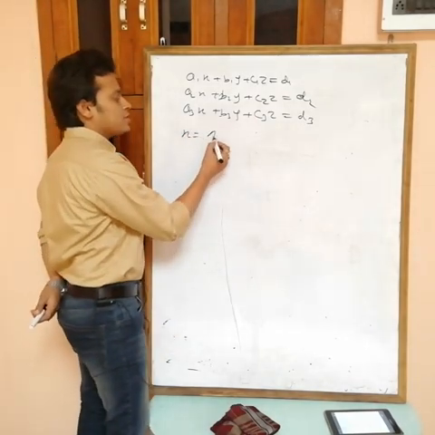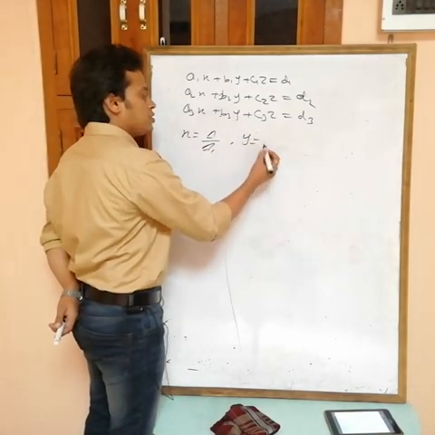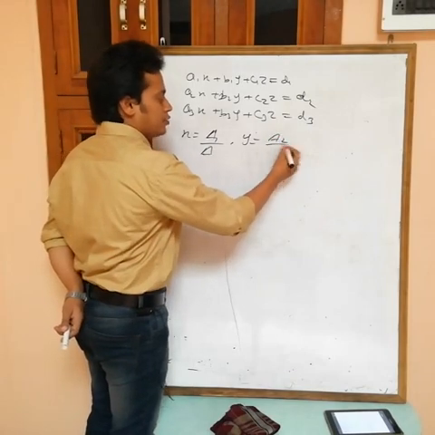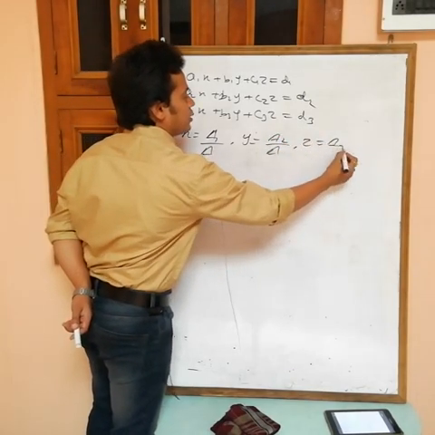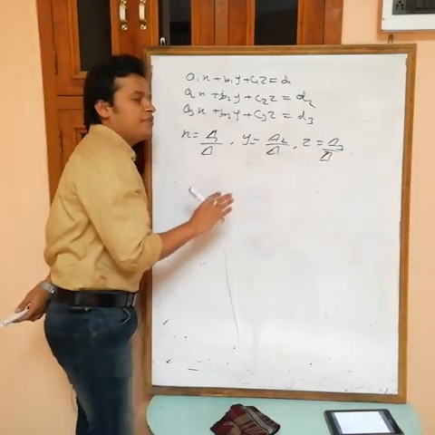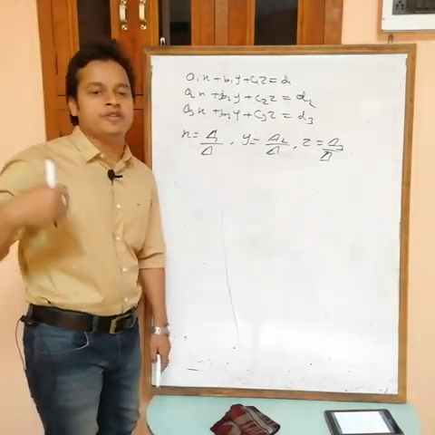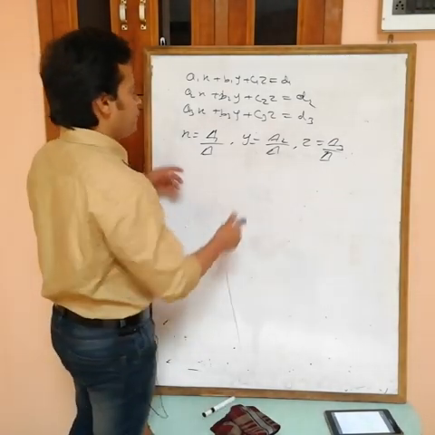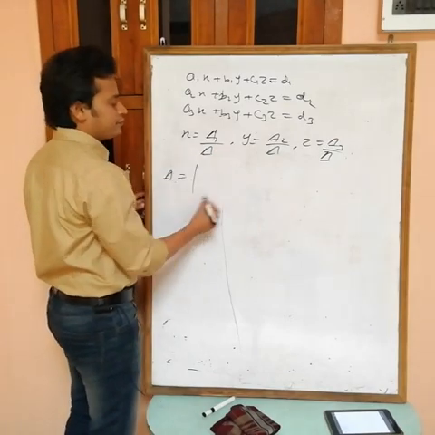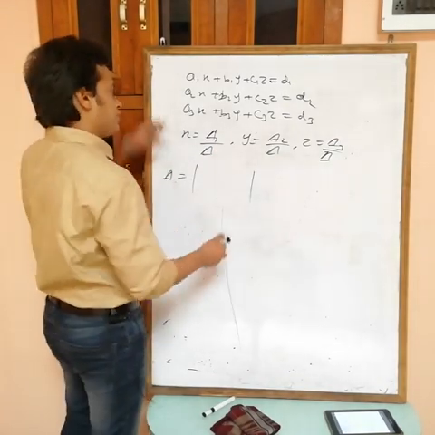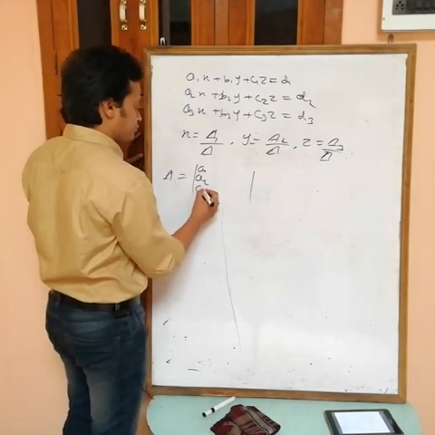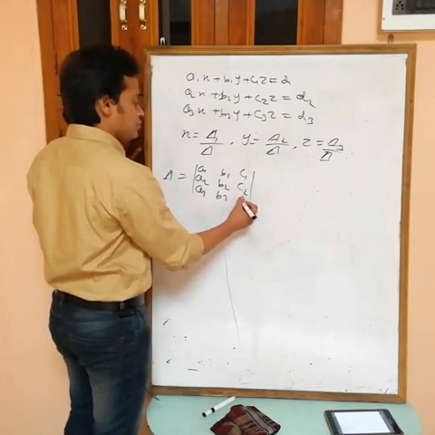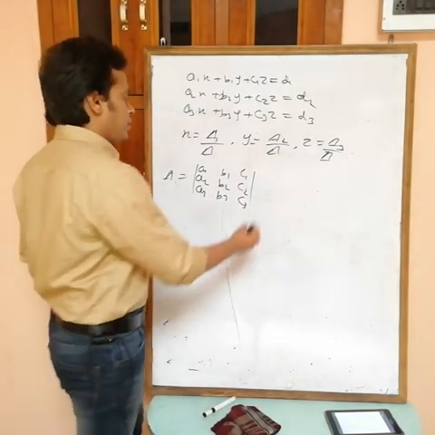The value of x is del 1 by del, y is del 2 by del, and z is del 3 by del. This is the solution of the system of equations, the value of x, y, z, it means the variables. Here del 1, del 2, del 3 and del: del is the determinant formed by the coefficients of x, y, z. It means a1, a2, a3, b1, b2, b3 and c1, c2, c3. This is del.